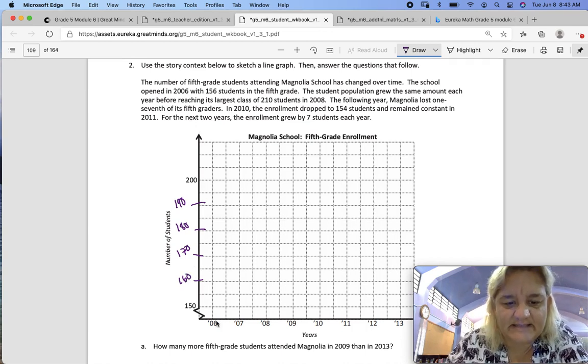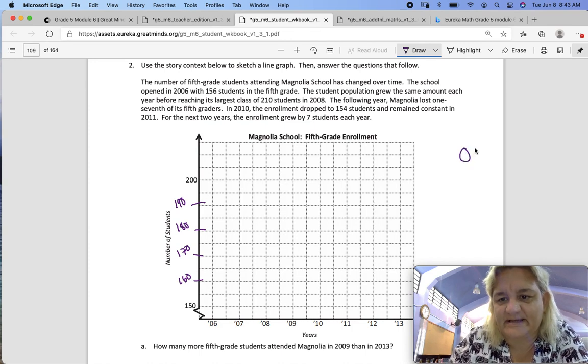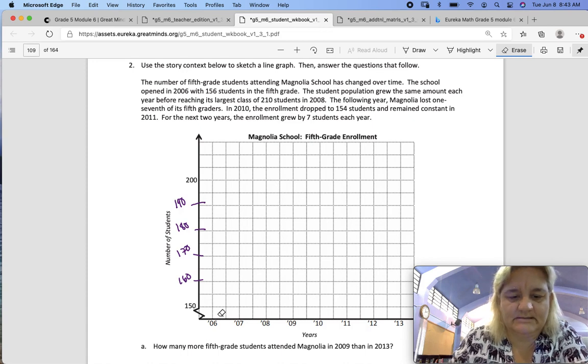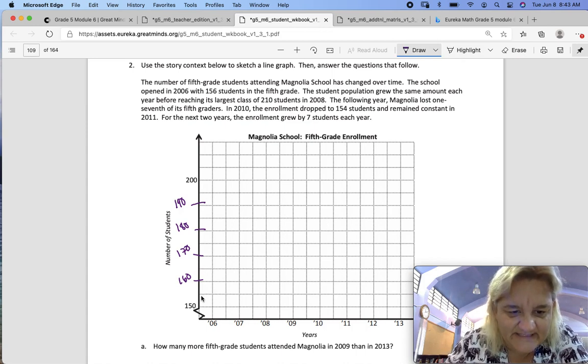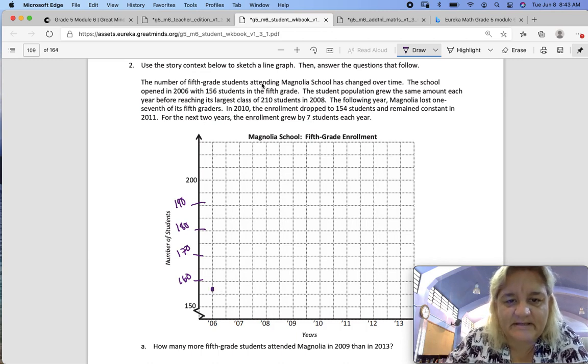Okay, in 2006, when you see a number that looks like this, it usually means a year, and you can guess that it was 2006. Okay? So in 2006, there were 156 students in 5th grade. So 156 would be right about here. The school opened in 5th grade.